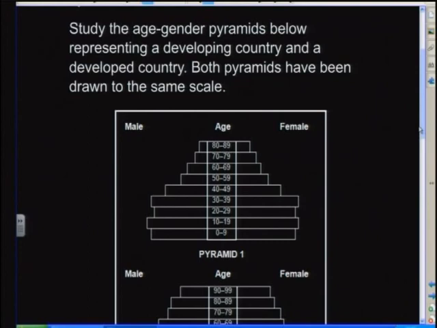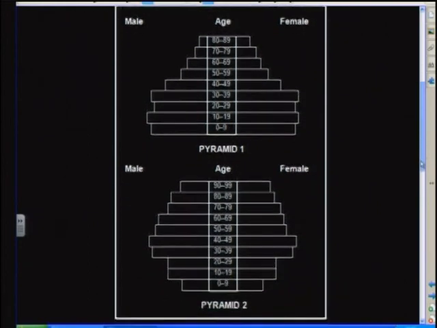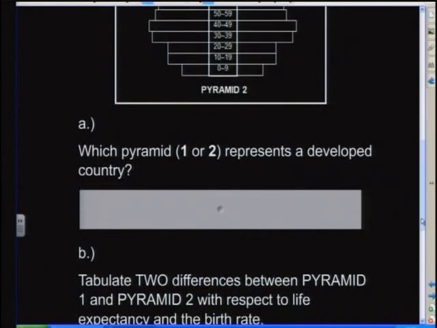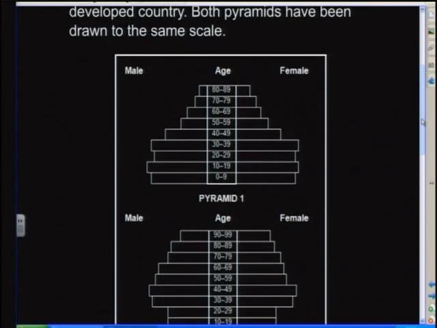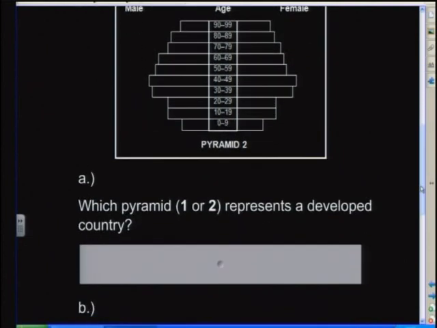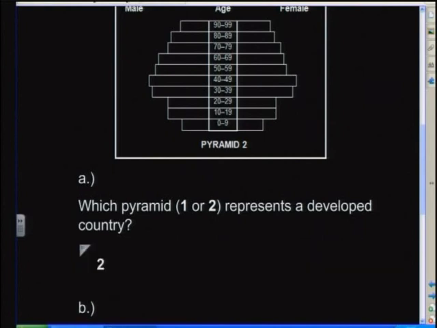Study the 8 gender pyramids below, representing a developing country and a developed. Now we have spent a lot of time discussing the 2 graphs. Let's just go straight into the questions. The first question says, which pyramid, 1 or 2, represents a developed country? What must we look for? We look at the bottom and we look at the shape. This one here, wide base. This one, a narrow base. So obviously the one with the wide base would be a developing country, and the one without the wide base would be a developed country, so pyramid 2.